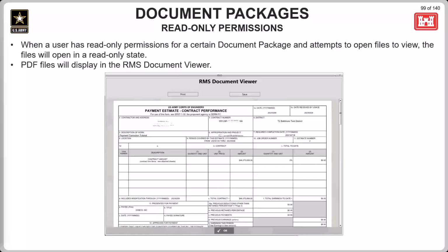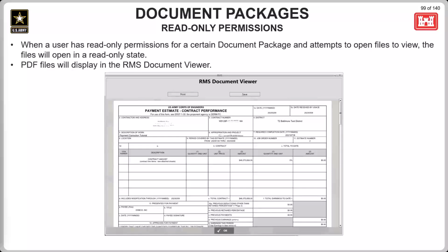So those were the returns and rejections in RMS. If you have further questions, please, of course, reach out to us at the help desk. We'll be happy to provide more information. So now let's move on and look at viewing document packages with read-only permissions.